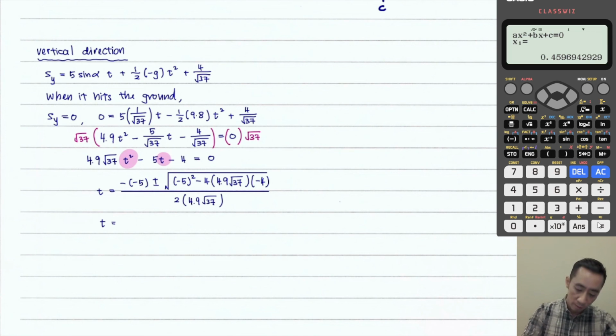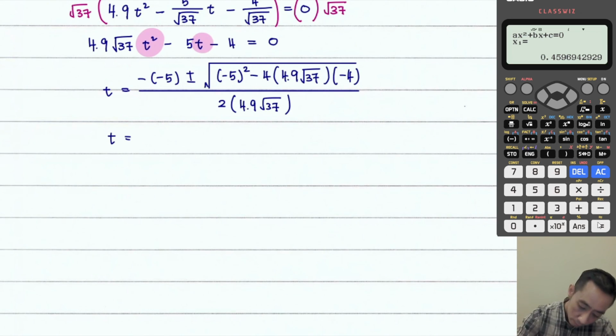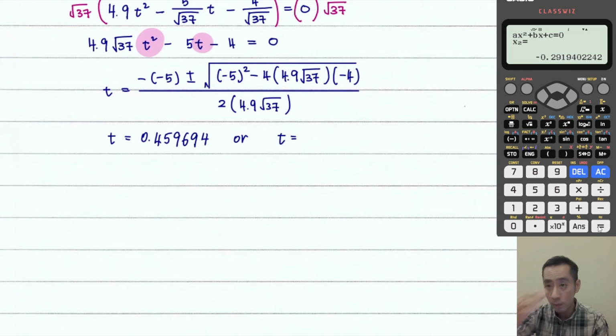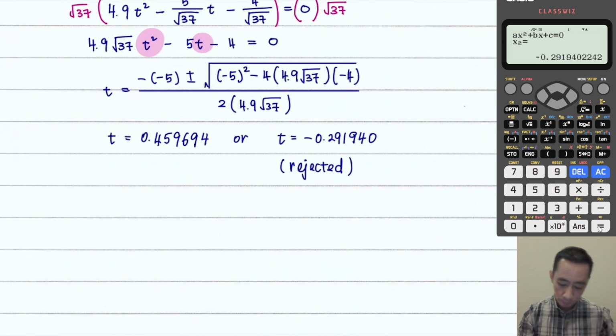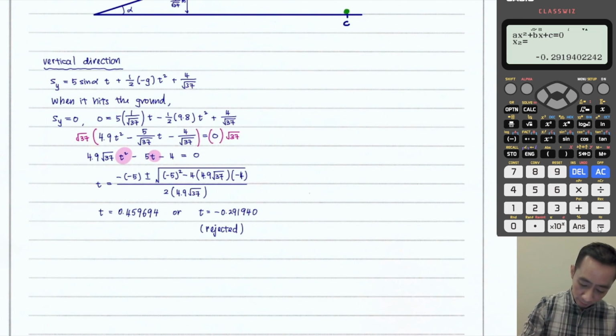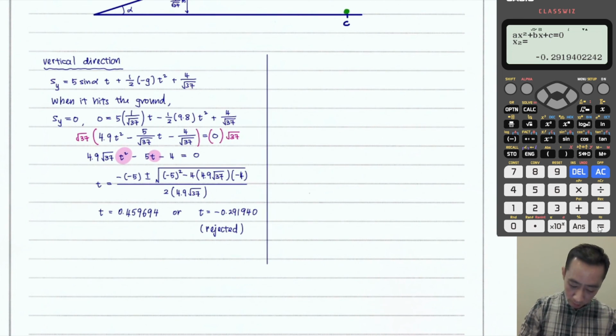So here I have the first value. t equals 0.459694, or for the second one, t equals negative 0.291940. I write more decimal places. The negative t we have to reject, so we only accept the t that is positive. This is not the final answer, so I leave more decimal places to make sure that the accuracy is there.